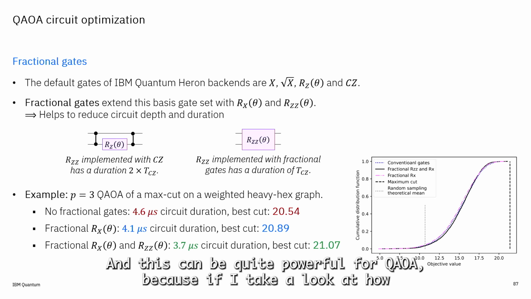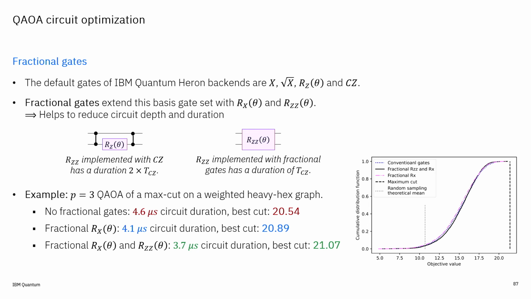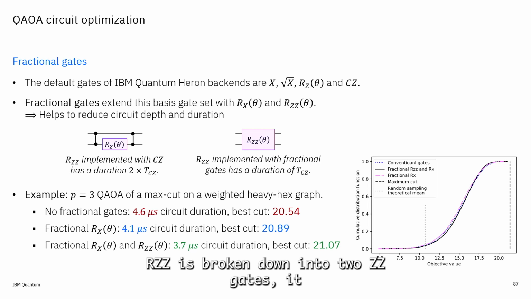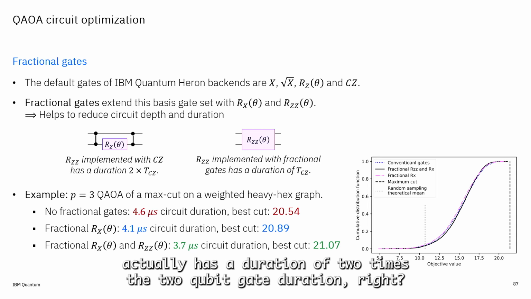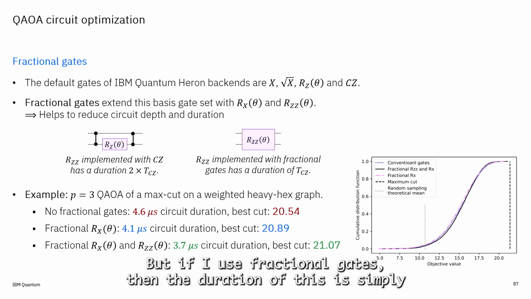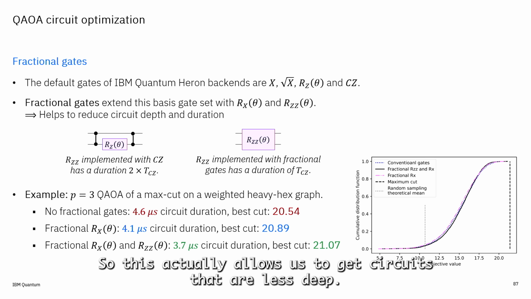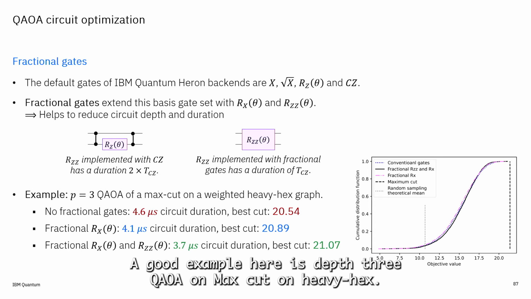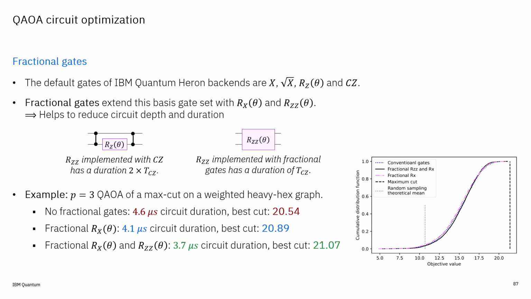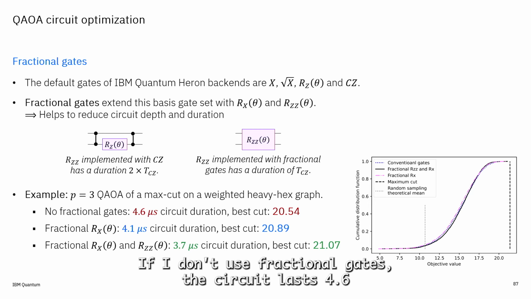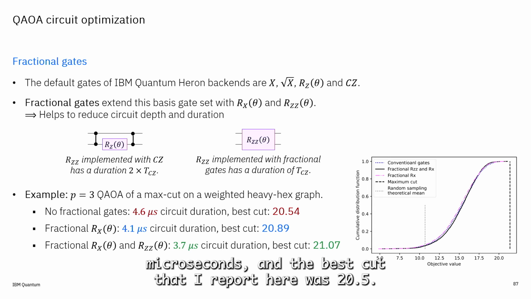And this can be quite powerful for QAOA, because if I take a look at how RZZ is broken down into 2 CZ gates, it actually has a duration of 2 times the 2-qubit gate duration, right? But if I use fractional gates, then the duration of this is simply the duration of a single 2-qubit gate. So this actually allows us to get circuits that are less deep. A good example here is depth 3 QAOA on max cut on heavy hex. If I don't use fractional gates, the circuit lasts 4.6 microseconds, and the best cut that I report here was 20.5.